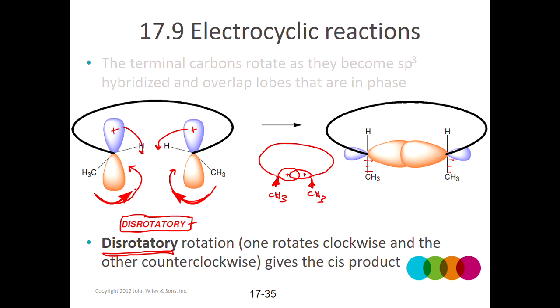So that really should be your key focus. I wouldn't worry too much about whether the rotation is conrotatory or disrotatory. Focus on making the rotation allow for the p orbitals to rotate in and head-on overlap with the same wave sign so that they can give you constructive interference.